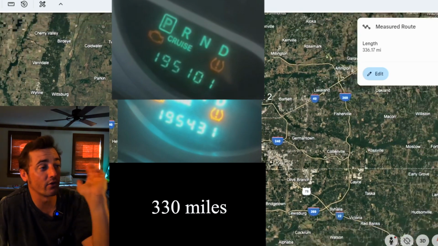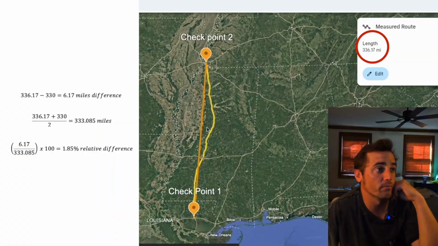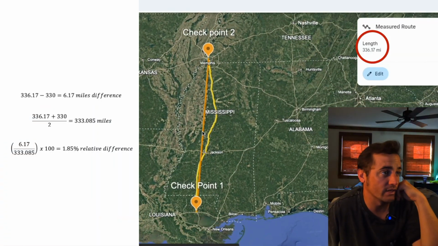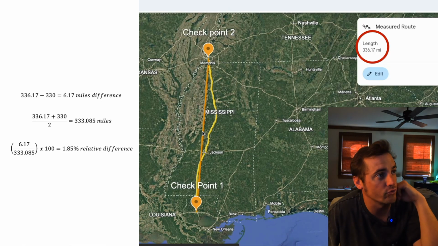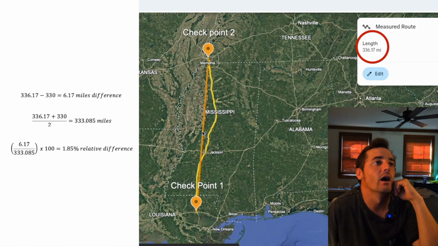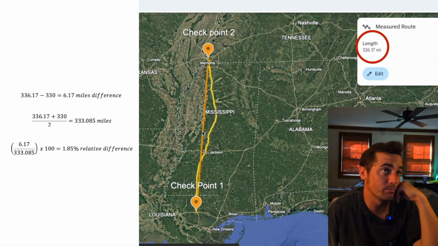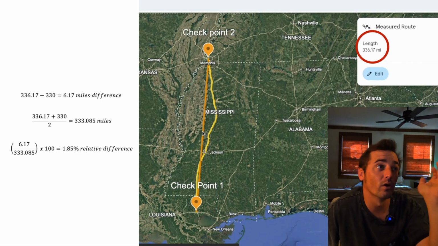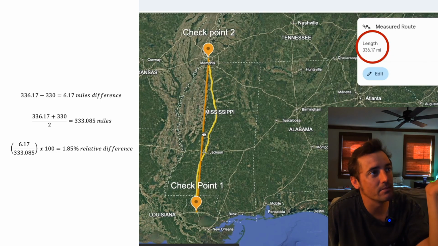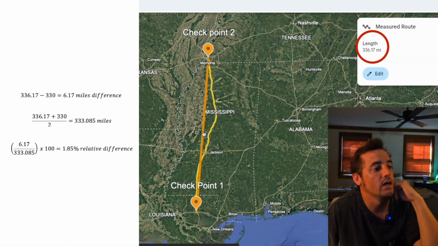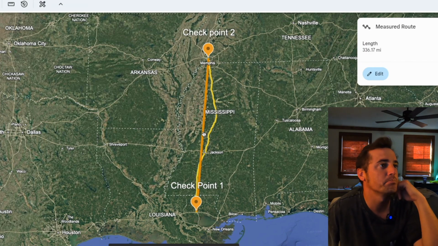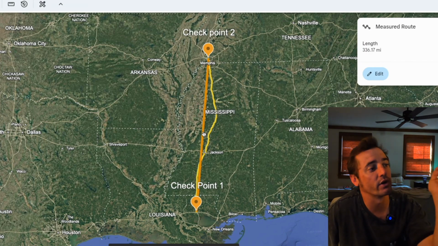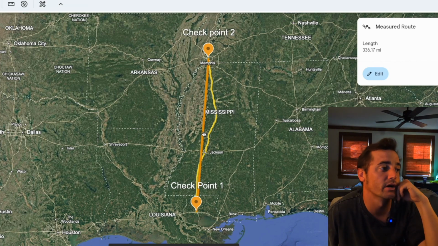And whenever you compare that to what Google said using their measuring tool, which is what I did was I measured along the route that I drove with this light yellow line, that gives you 336.17 miles, a difference of 6 miles. Accuracy level, I think it would be 98.2% accuracy. So pretty accurate, not perfect, but we know we're in the ballpark with what Google's saying the distance is, at least compared to my car's odometer reading. So not a perfect check, but it's a check nonetheless.